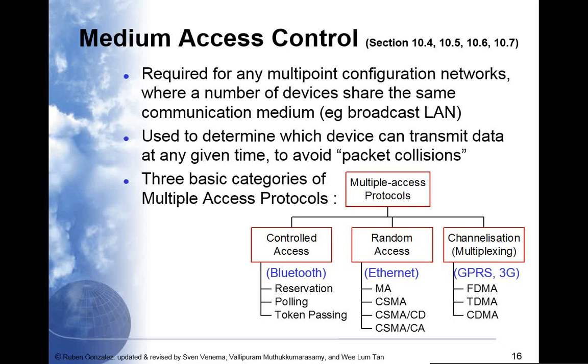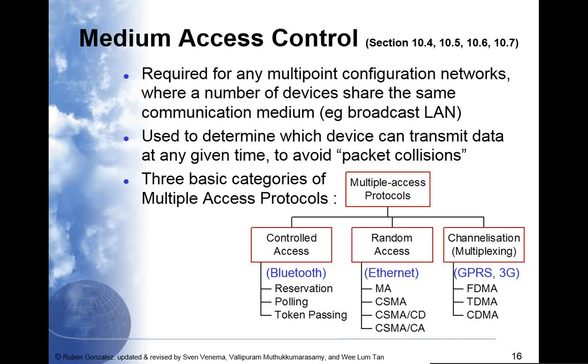because the outcome of that will not be what we expect or intend. There's three basic categories of these multiple access protocols. You'll see there's a little table there: controlled access, random access, and then channelization or multiplexing. We've seen multiplexing before as a circuit, and we'll talk about that at the end of this section.